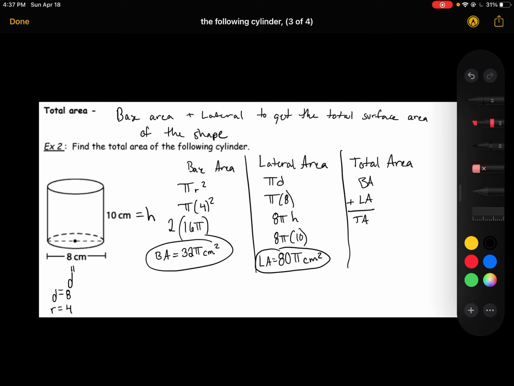And then the final thing that we'll do here is the total area. So we take our base area, we add it to our lateral area, and that gets us our total area. So base area is 32 pi, lateral area is 80 pi. Take these together, and we should get 112 pi square centimeters for the total area. And again, that's everything, both bases and all around the outside of the shape.